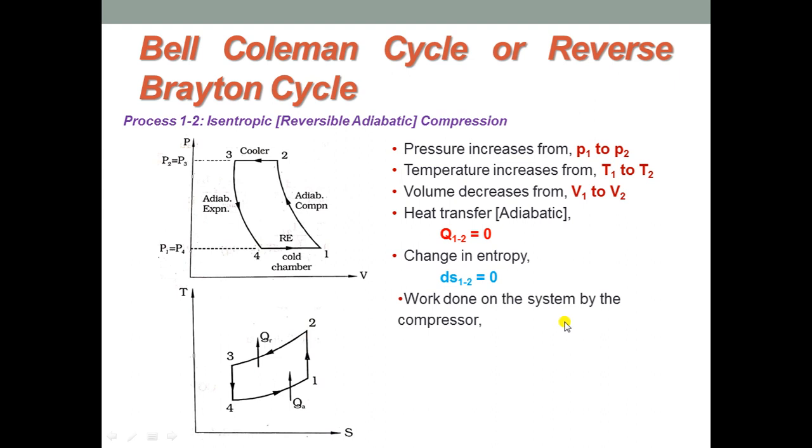The work done on the system by the compressor, WC, that is, for the first process 1 to 2, W1-2, is given by the difference in enthalpy of the final state and the initial state, that is, H2 minus H1, which can also be written as Cp into T2 minus T1, based on the definition of specific heat at constant pressure as change in enthalpy to change in temperature.